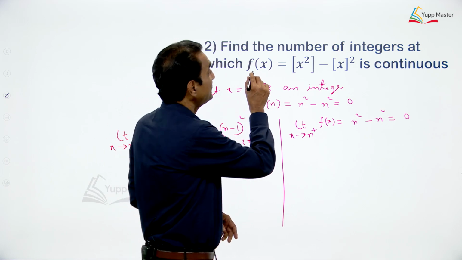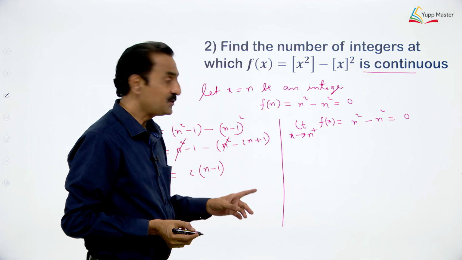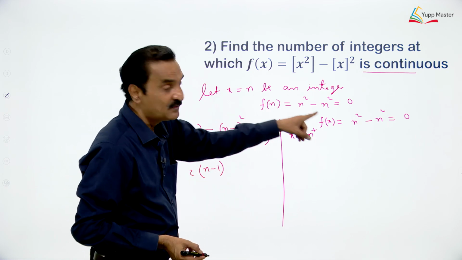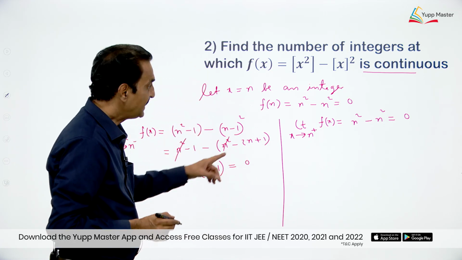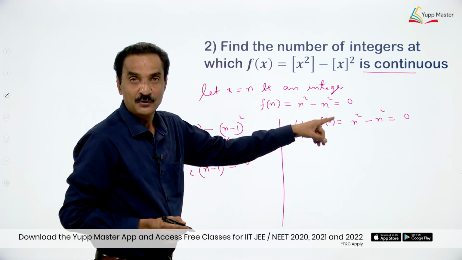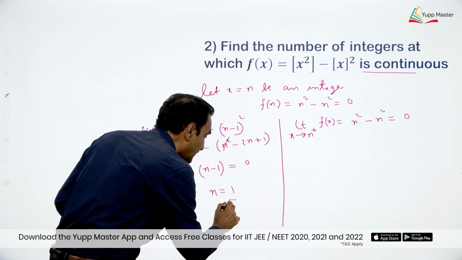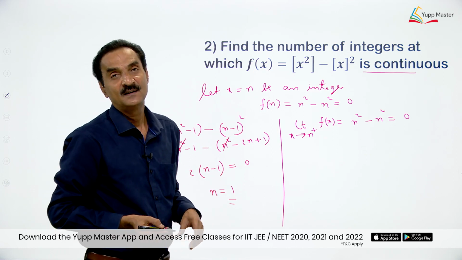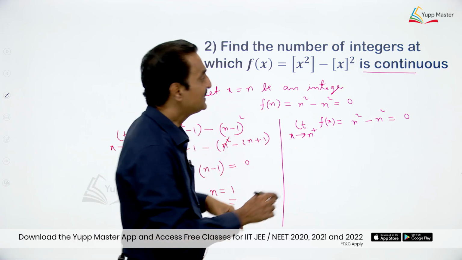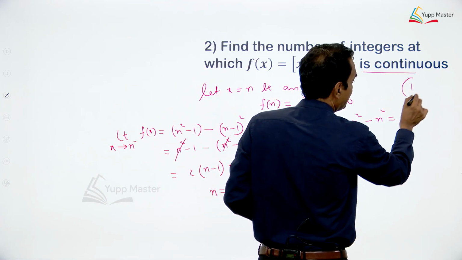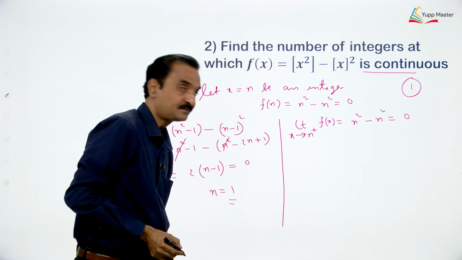But we want the number of integers where it is continuous. If it is continuous, this left hand limit should also be equal to 0. So, if this is 0, then f of n is equal to the right hand limit is equal to the left hand limit. If this is 0, there is only one integral value, n is equal to 1. So, the number of integers at which it is continuous is 1. Answer is 1. Okay.